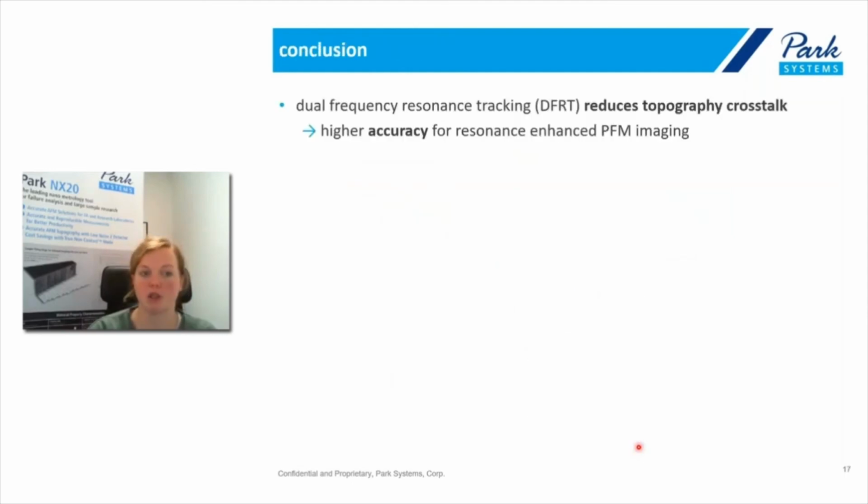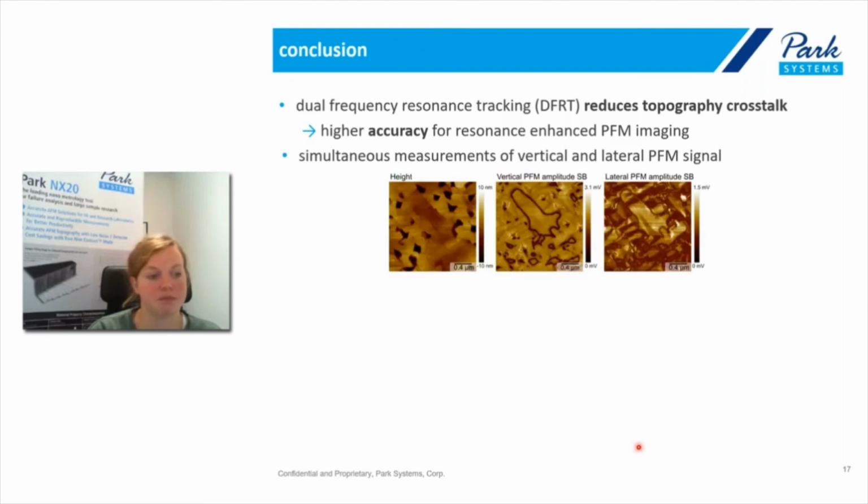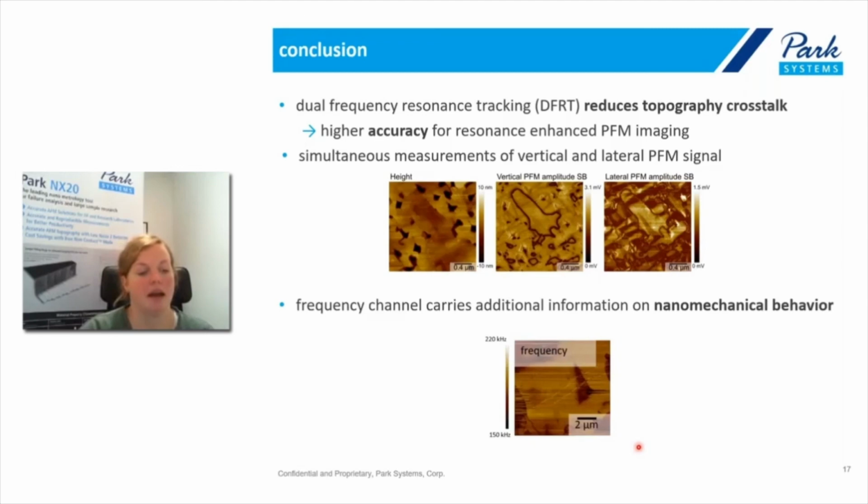So to conclude, I hope I could show you that dual frequency resonance tracking, or DFRT, significantly reduces the topography crosstalk for your PFM measurements when you do resonance enhanced PFM imaging. There is the possibility to do simultaneous vertical and lateral PFM measurements, so you get more information on your sample in just one scan. And at the same time, the frequency channel of the DFRT can carry additional information that is going to help you characterize and get more information on the mechanical properties of your sample.